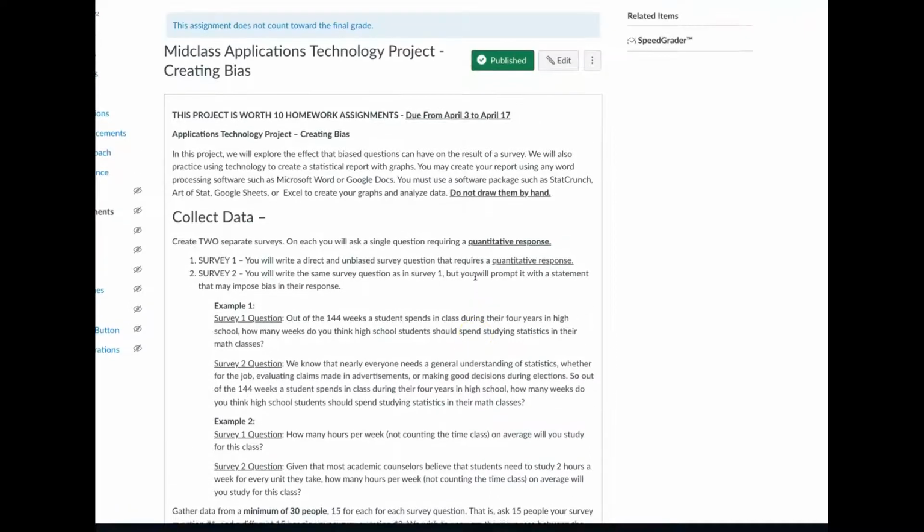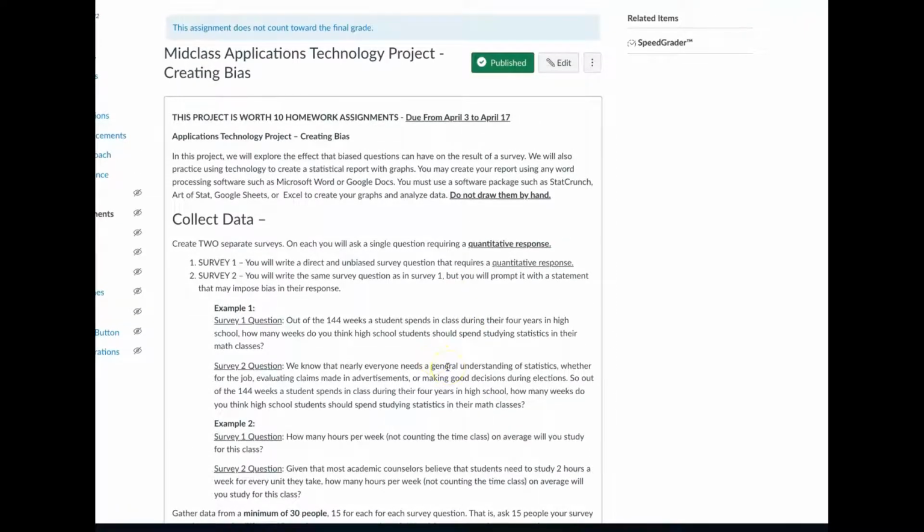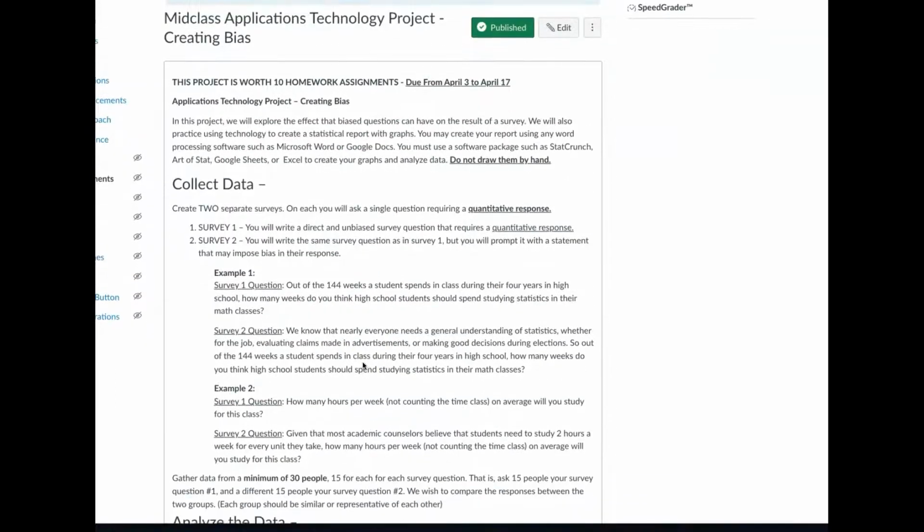This goes back to what we learned in module 1 about response bias or sampling bias and the different forms of bias. And so you create your questions, and I want you to check with me about your questions so that I can verify that they're good to go.